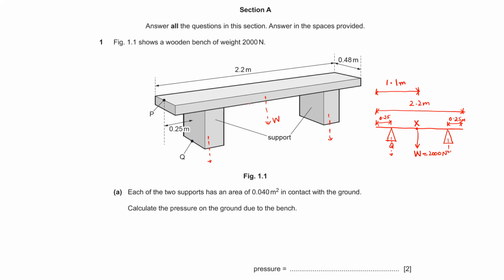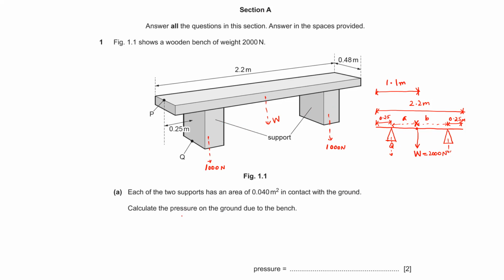And from the symmetry, we can easily assume that the weight is equally distributed onto these two planks. Also, we can say from the law of moments that this distance, say A and B, are equal, and it means that our weight is equally distributed onto these two planks. So basically we have 1000 newtons acting here and 1000 newtons acting here.